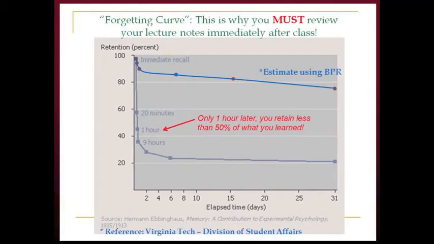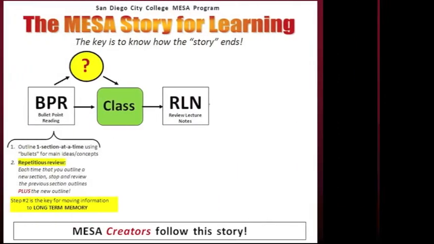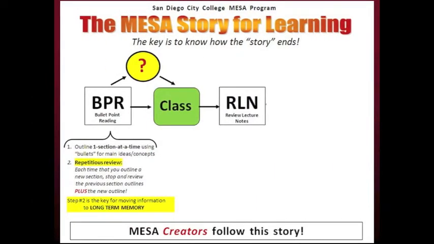The forgetting curve shows why it is important to review lecture notes immediately after class. The curve maps retention over time. Students have the best recall immediately after lecture, and they recall less than 50% of the lecture only 1 hour later. If possible, Mesa creators are strongly encouraged to avoid scheduling classes back-to-back. This will allow time between classes to review lecture notes for one class and arrive early for the next class.